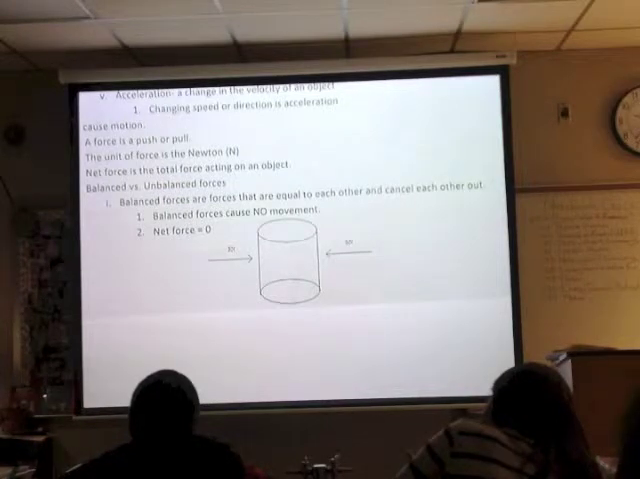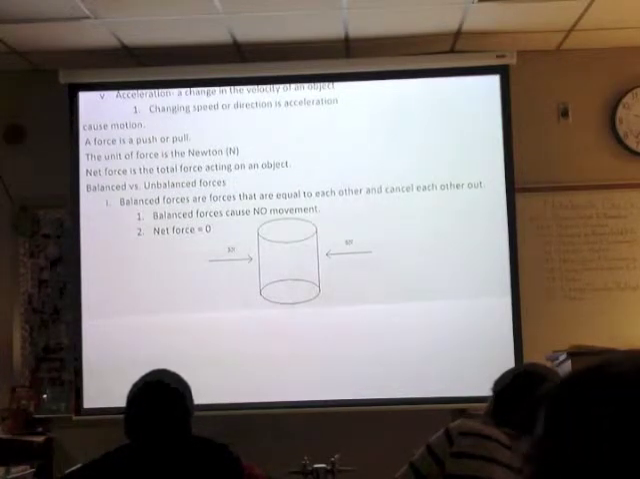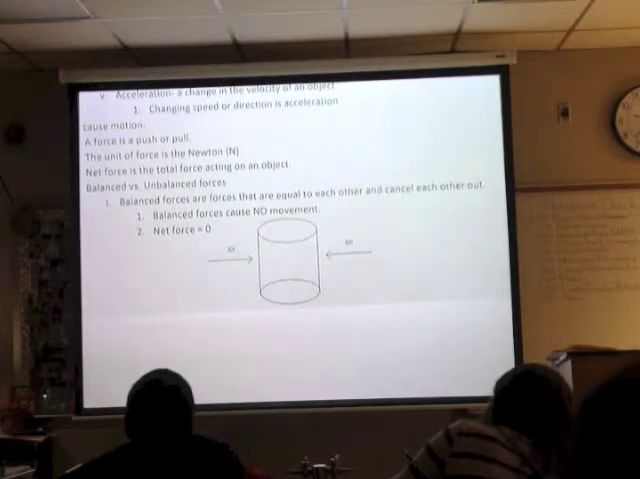Or what would we call? You know how like it's 5N? What if it was just 5 lowercase n? Would it be the same? No, the unit is always written in uppercase N.